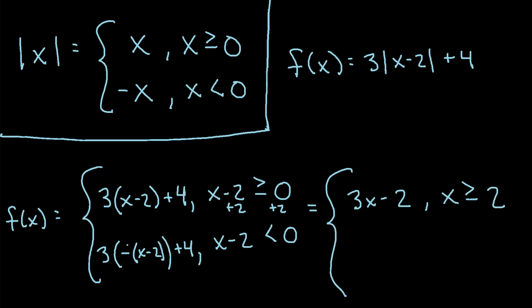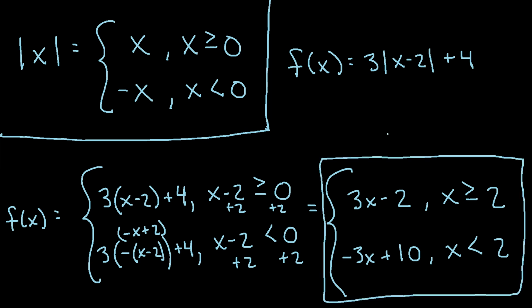And now for this second condition, if we distribute this negative sign into the parentheses, we get negative x plus 2. And then we have to multiply this by this 3 out here. So we get 3 times negative x, so that's negative 3x. And then we have 3 times 2 is 6. So a positive 6 plus 4, that will be plus 10. And then lastly, our condition will be, we want x to be all by itself, so we could just add a 2 to each side. So we would get x is less than 2. So this is our final answer on this one. So those were just a few different examples of how to write an absolute value as a piecewise function.